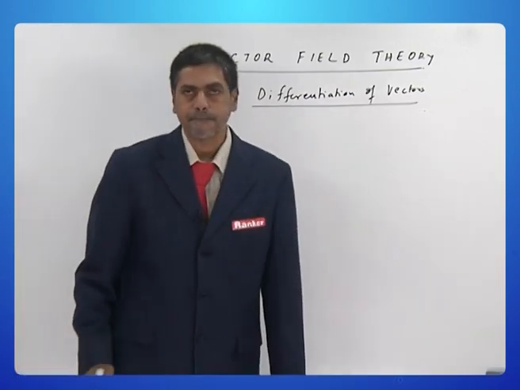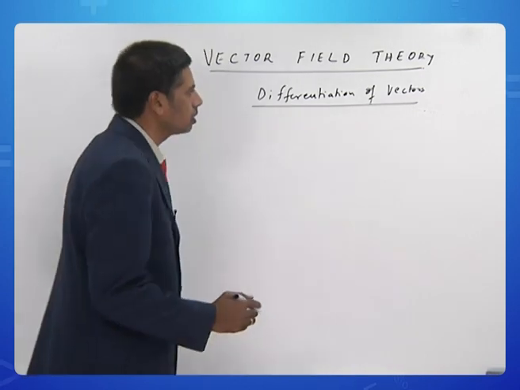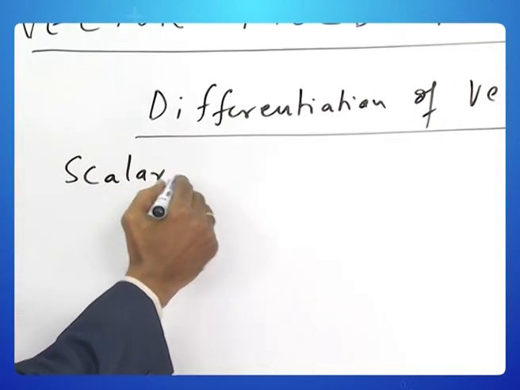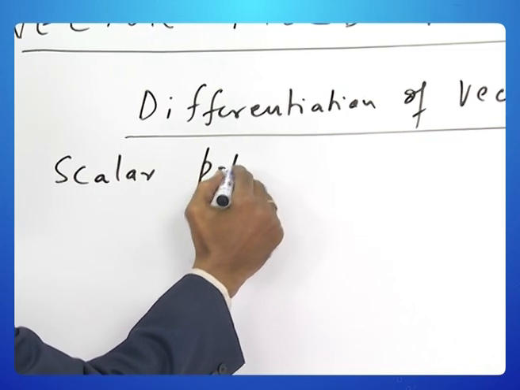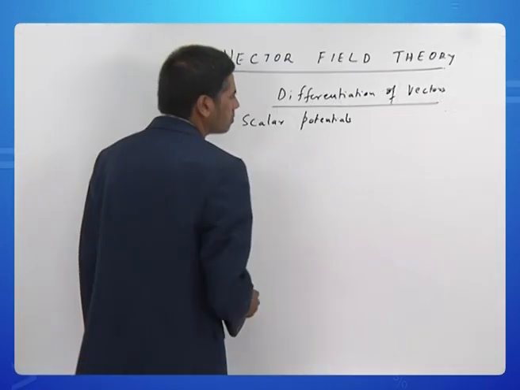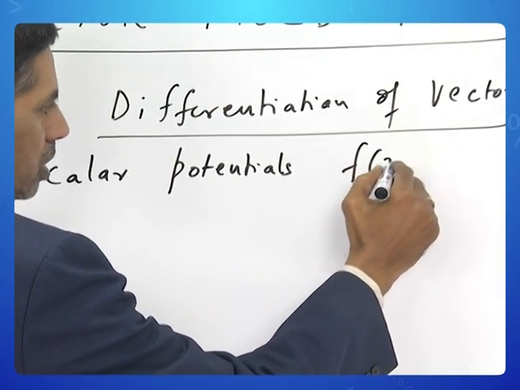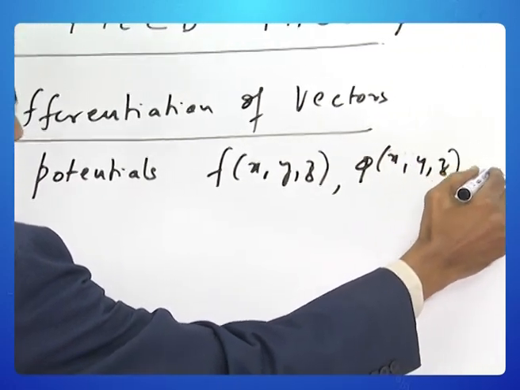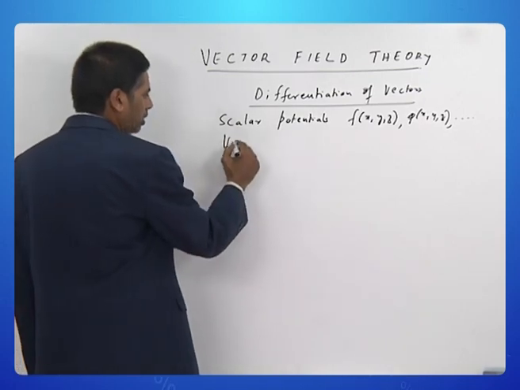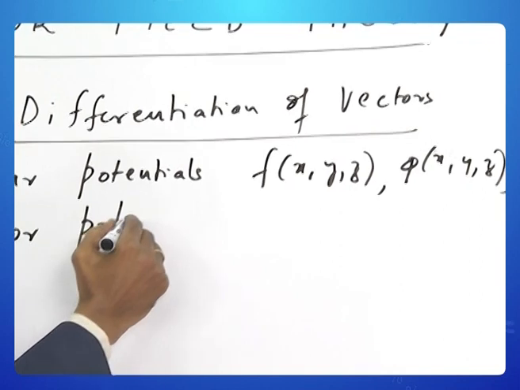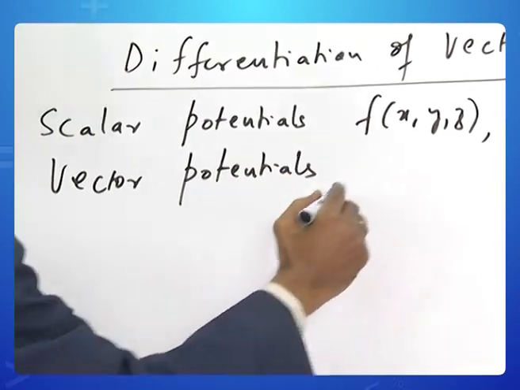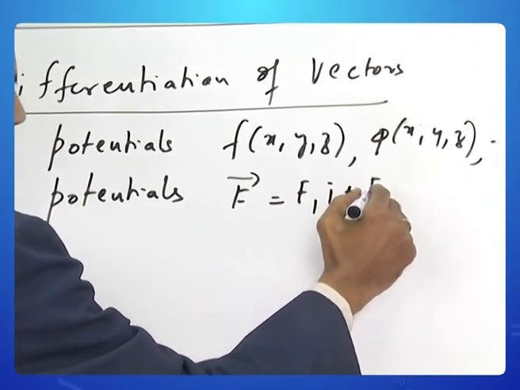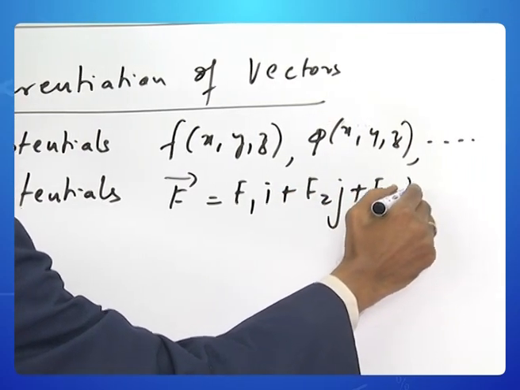Differentiation of vectors. So here we define first scalar potentials, which are denoted as f of xyz or phi of xyz and so on, and then vector potentials, denoted as f cap or f bar is equal to f1i plus f2j plus f3k.